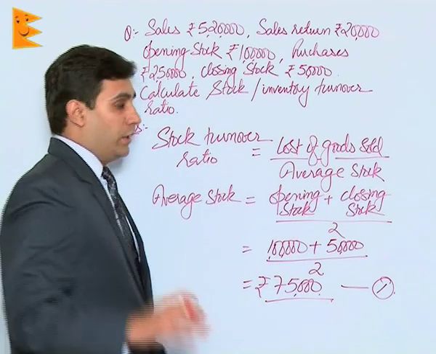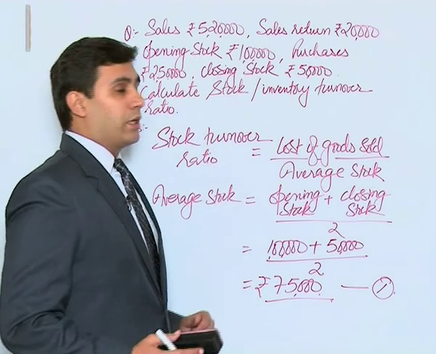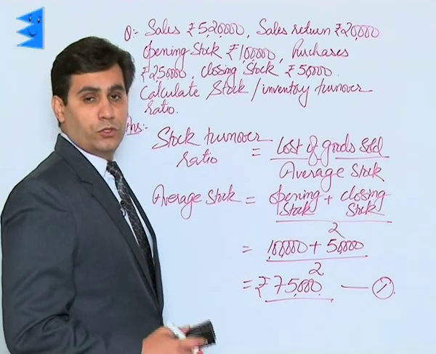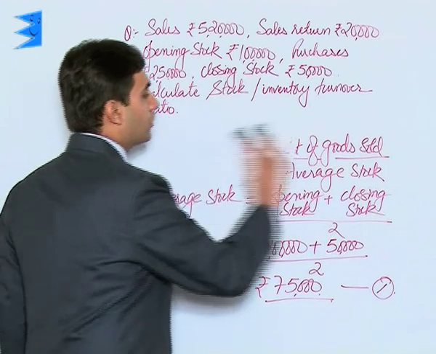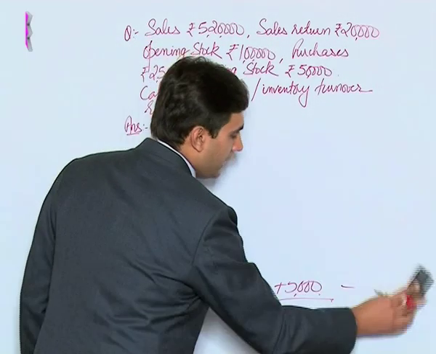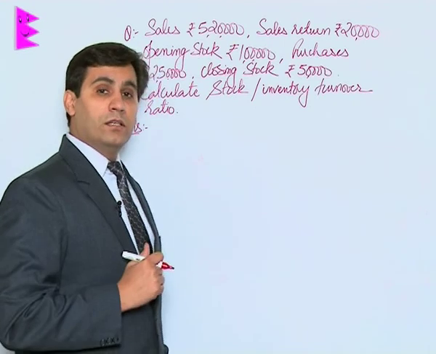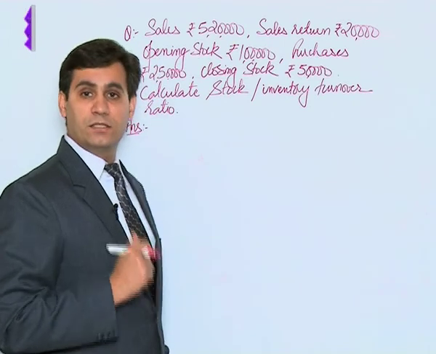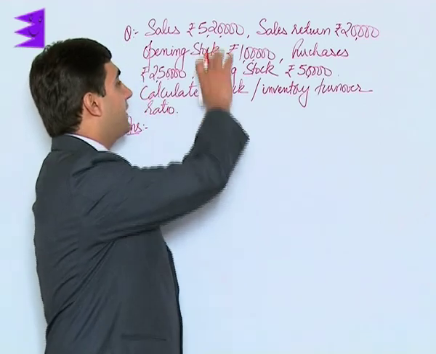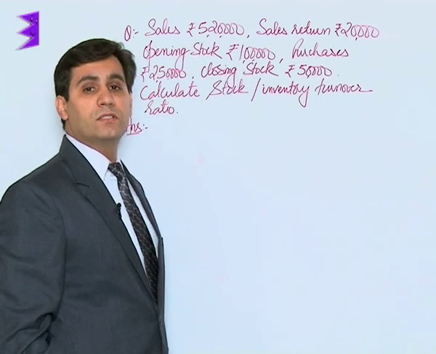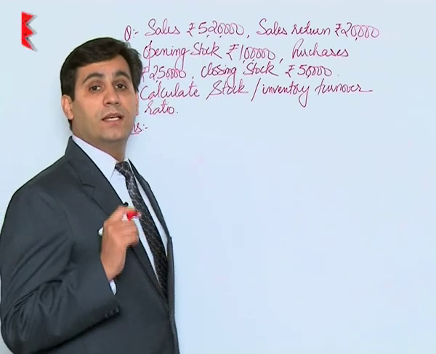Now let us move on to the numerator part, that is cost of goods sold. How do we calculate cost of goods sold? Cost of goods sold can be calculated as a difference of sales and gross profit, that is sales minus gross profit. In this case, sales are given to us but gross profit is not there. So what we can use is the direct formula.